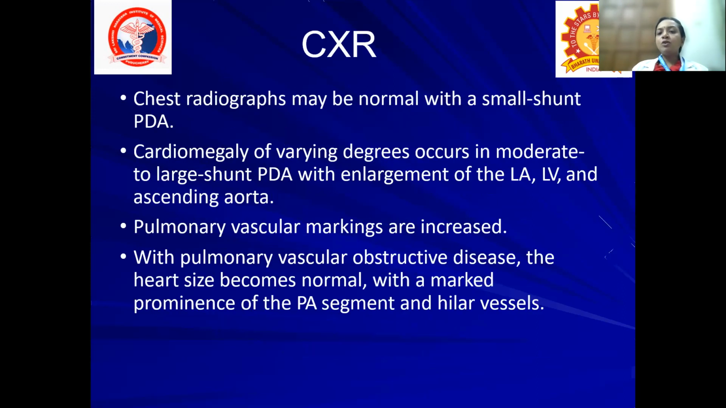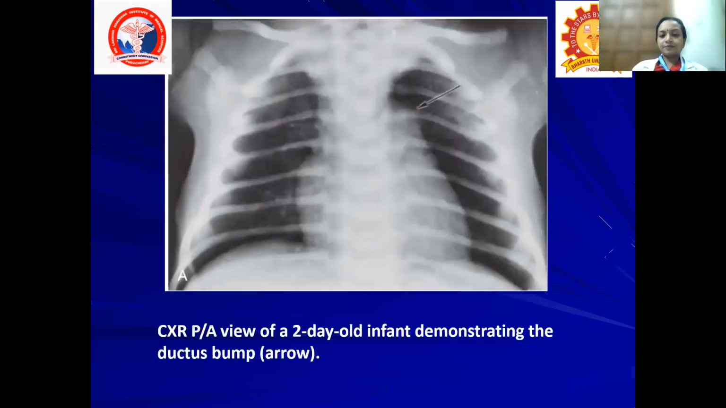The chest X-ray may be normal in a small shunt, whereas in a moderate to large shunt you could see cardiomegaly with enlargement of the left atrium, left ventricle, and ascending aorta. Pulmonary vascular markings would be increased. With pulmonary vascular obstructive disease, the heart size becomes normal with prominence of the pulmonary arterial segment and the hilar blood vessels. You could also see dilatation of the left atrium.